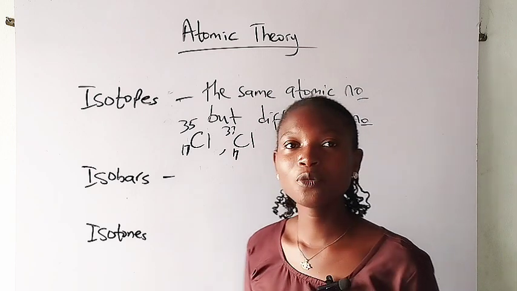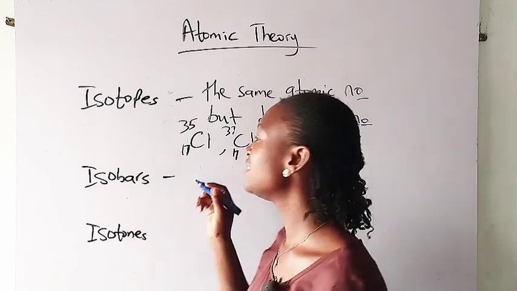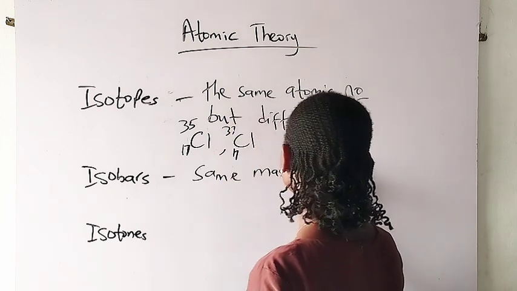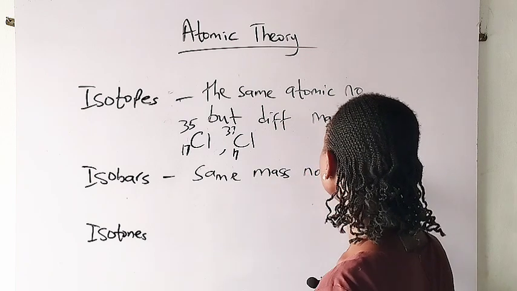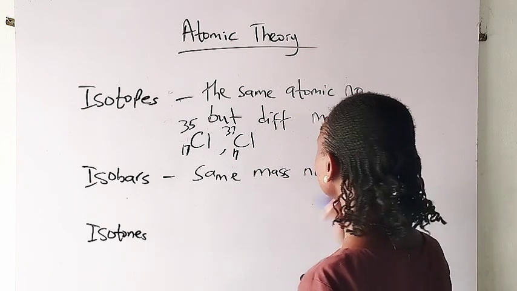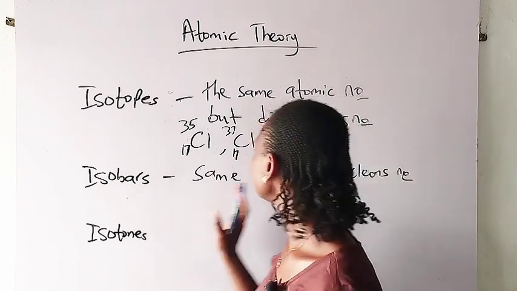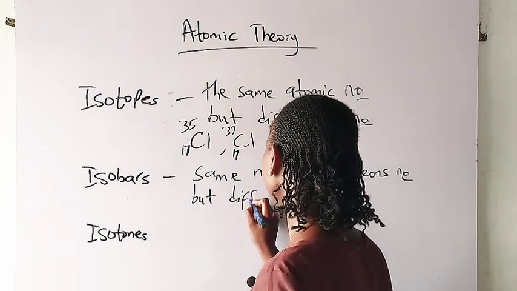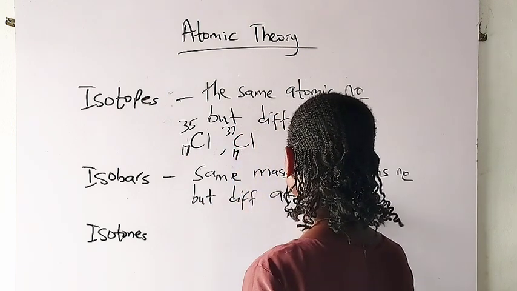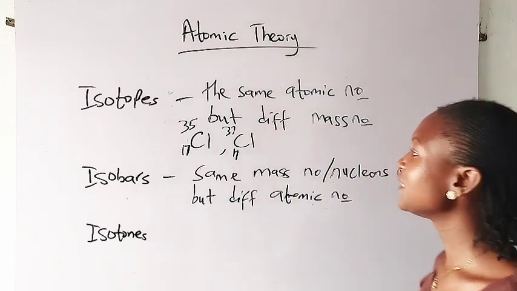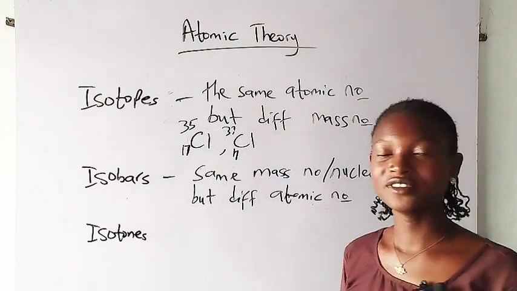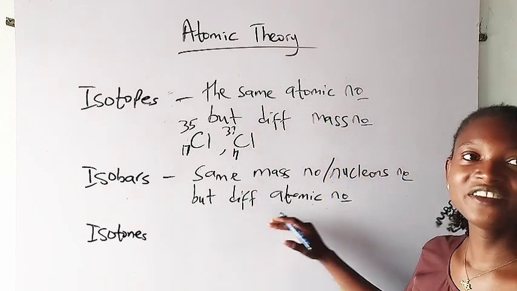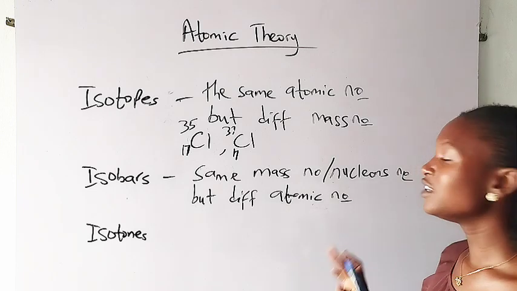Let's move to isobar. Isobars are atoms or elements that have the same mass number. In some cases, they can call it nucleon number. So they have the same mass number but different atomic number. So it's possible that we say that isotopes and isobars are opposites because isotopes have the same atomic number, whereas isobars have different atomic number. You get? So that's just the difference.